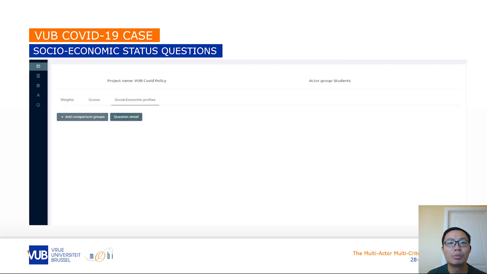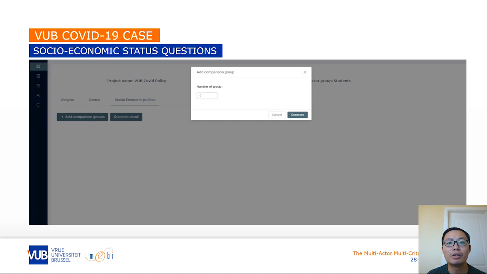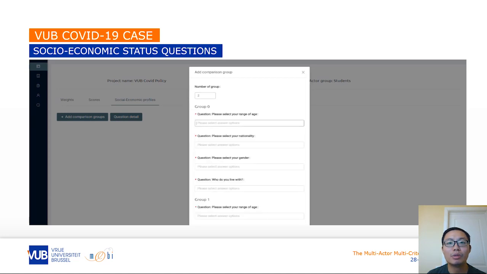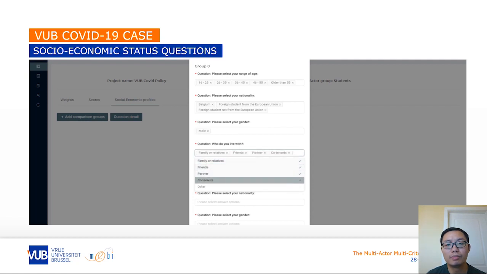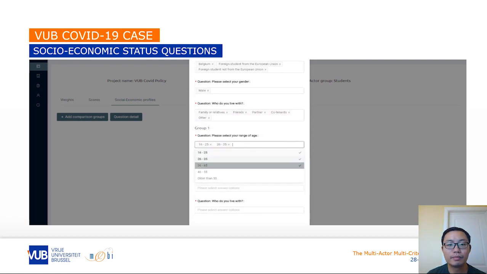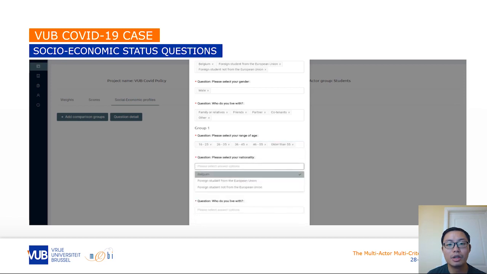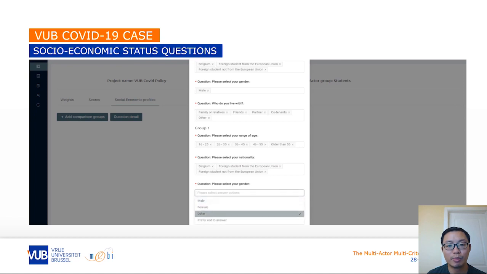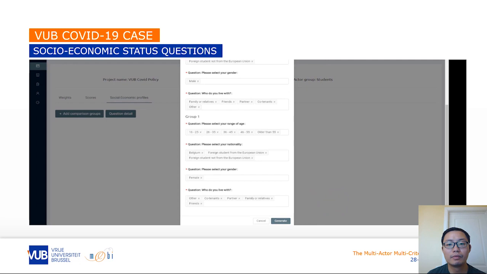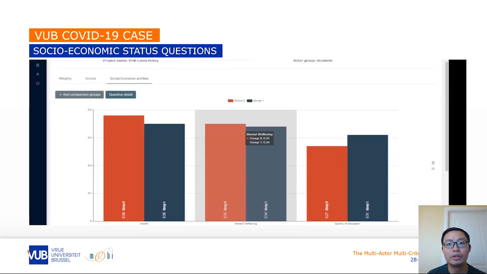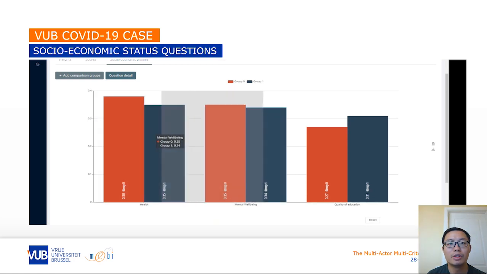We can compare the weight allocation of one SES by making the comparison group. For example, we want to check the weight allocation based on gender. Just create two groups, check the other profiles, and compare the male and female. The weight allocation bar chart is shown. So here we will check all the other socio-demographic profiles, but make different groups of the gender. Here we can say that there is not much difference in the weight allocation.